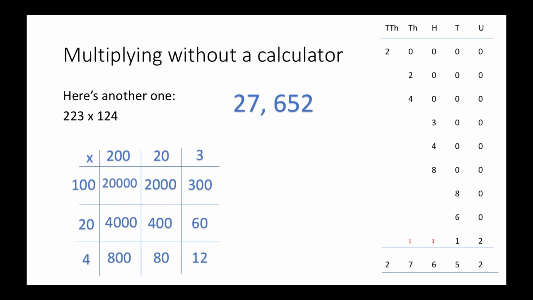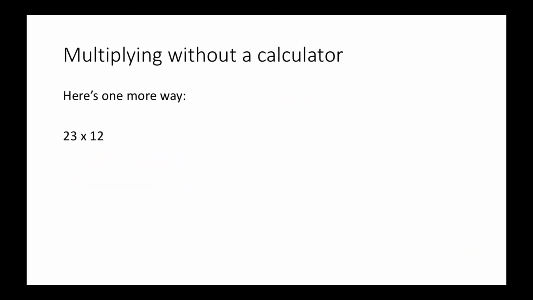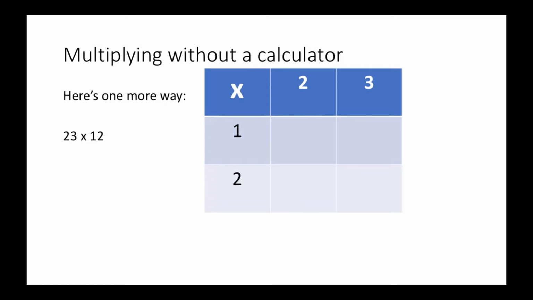Okay, so let's move on then. We're going to have another look. We're going to have a look now at the lattice method. So we're going to go back to the first question that we looked at, 23 times 12. And this time we're going to do it in a different way. So we're going to have a grid still.